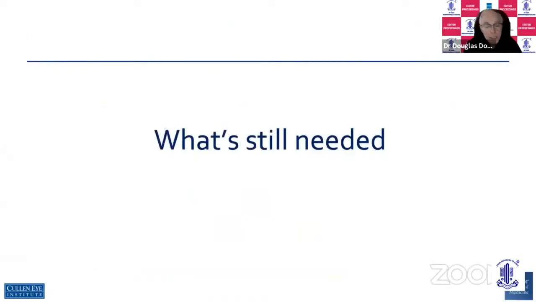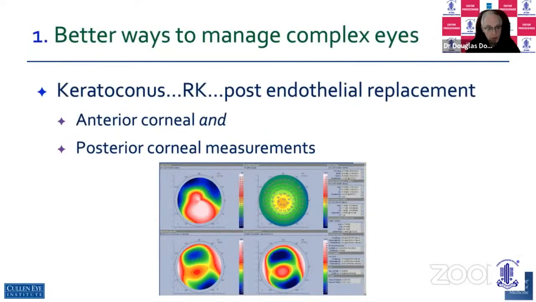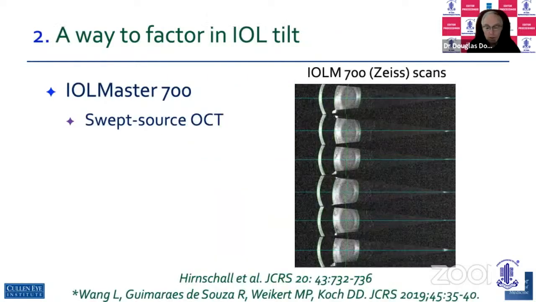So what do we still need in our calculations for toric IOLs? Well, as I mentioned, we need better keratoconus, RK, post-keratoplasty measurements of our corneas that include the anterior and posterior cornea. We need to factor in IOL tilt, and I'm hoping that our new formulas will ultimately get there. We can measure the IOL tilt with the IOL Master 700, but unfortunately the data have to be sent to Carl Zeiss in Germany to be analyzed.